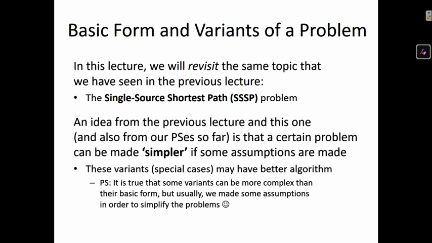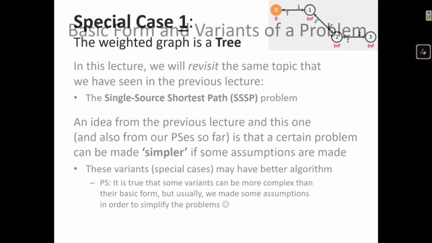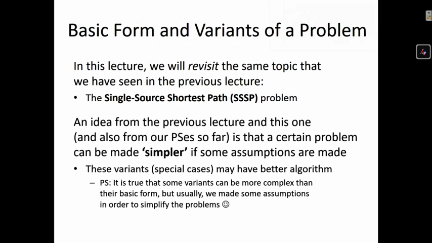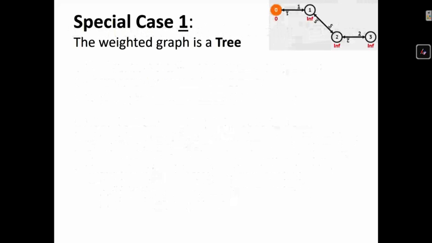So let's look at 4 different special cases for our SSSP problem. The first special case is when the input given to you is a weighted graph, and it's a tree. The weighted graph is a tree. So for example, something like this. This is a tree. It might not look like a tree, but it's a tree.